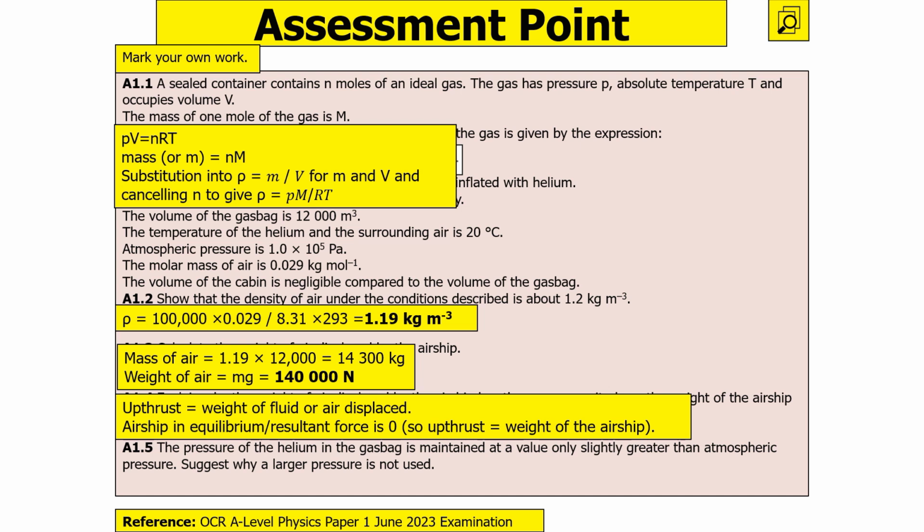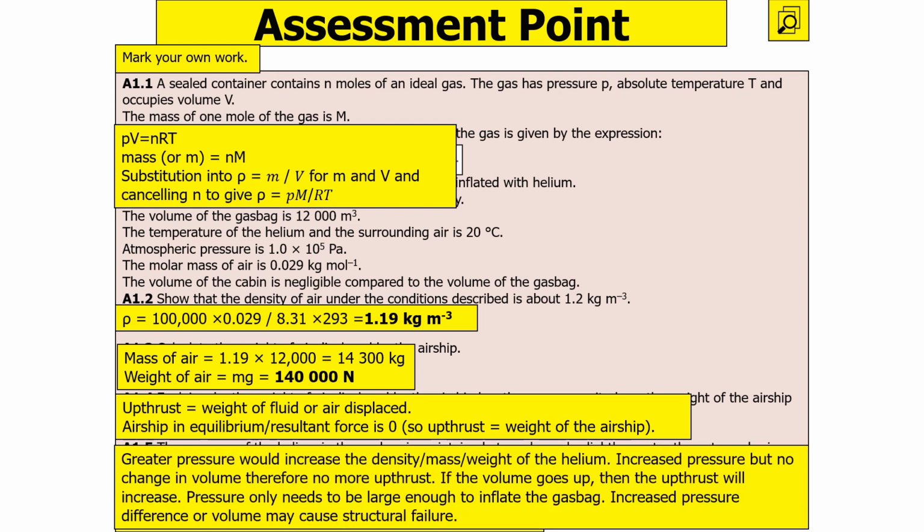And then finally, in the last one, the greater pressure would increase the density or the weight of the helium. And increased pressure but no change in volume would therefore have no more upthrust. So if the volume does go up, then the upthrust would increase. Now the pressure only does need to be large enough to inflate the gas bag, and an increased pressure may then cause a structural failure in the actual component with that increased pressure.